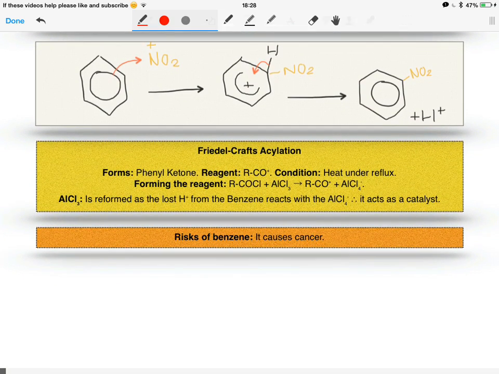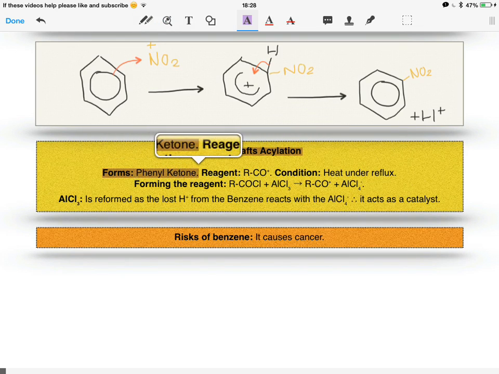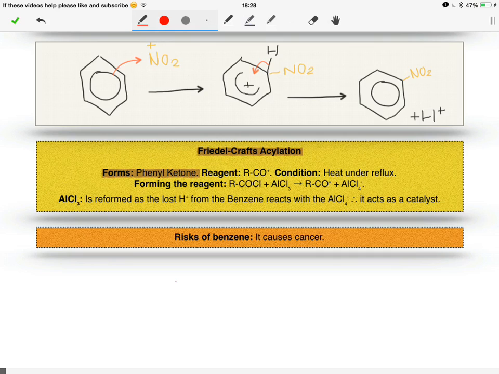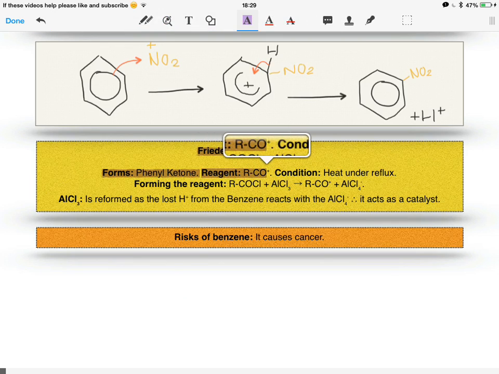Similarly then, we need to know about Friedel-Crafts acylation. So this forms a phenyl ketone. The reagent is RCO+, so I'll just draw that here so you can visualize it. Because the carbon's got one less bond, it's positively charged, and this is the positive charge that allows it to act as an electrophile.